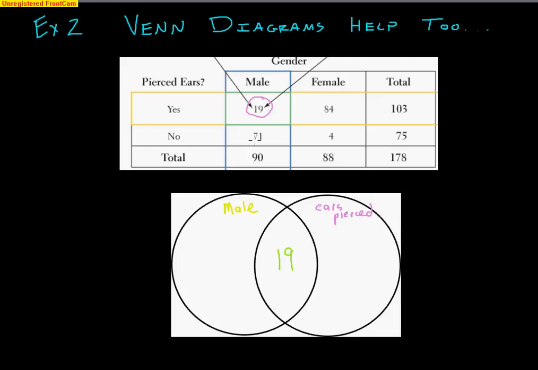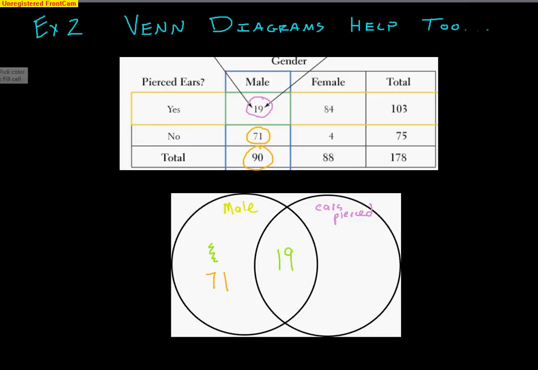All right, now, over here, this part of the circle is for males but don't have their ears pierced. That would be right here. These are the 71 males but don't have their ears pierced. So the 71 is very specific: males and don't have their ears pierced. So notice that the entire male circle, 71 and 19, adds up to the 90 total males.